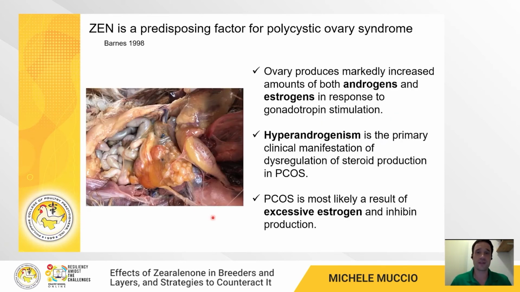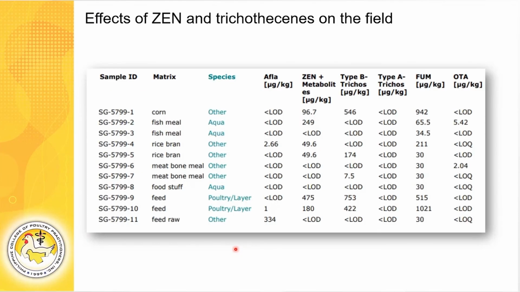Another important thing is that zearalenone is a predisposing factor for polycystic ovary syndrome. Polycystic ovary syndrome occurs when we have an excess in the production of hormones, specifically androgens and estrogens. So as I mentioned before, zearalenone is an estrogenic substance. So when there are high amounts of zearalenone in the feed, we can observe this condition. Let me show you how this looks in the field.